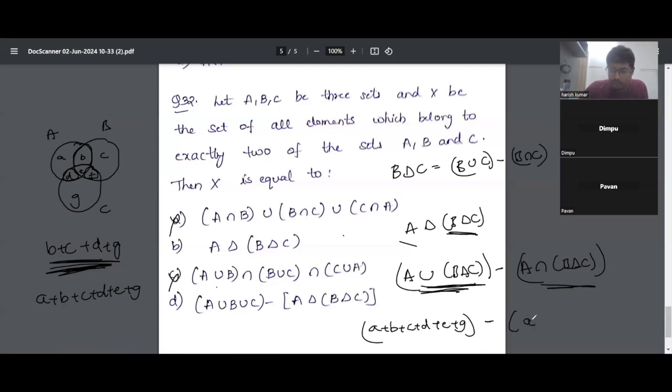The common part is B plus D. Now what is this? This is nothing but B plus D. When I remove it, what will I be left out with? I'll be left out with A plus E plus G. Right? Understood? Yes, sir. So this is my A delta B delta C.